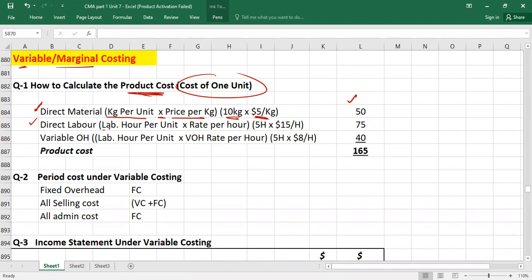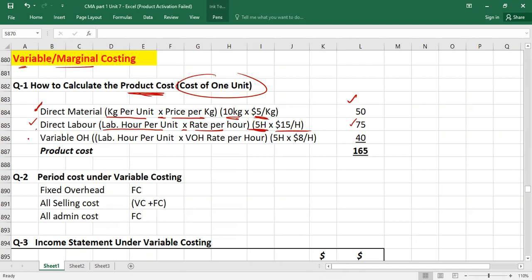You will take labor hours per unit, which is 5, multiply by rate per hour, let's say $15. So it means you have to incur $75 as a labor cost.